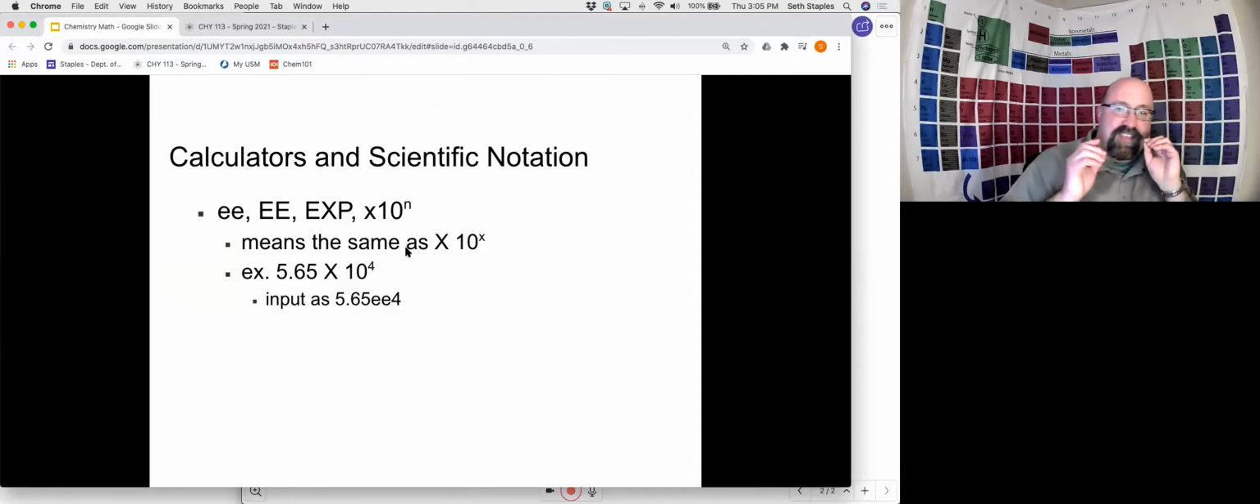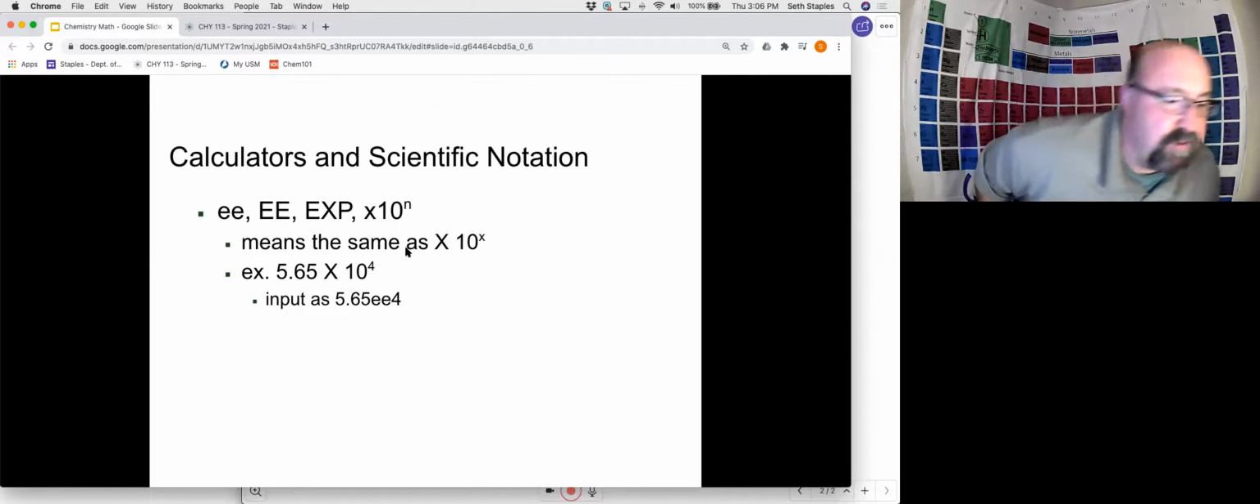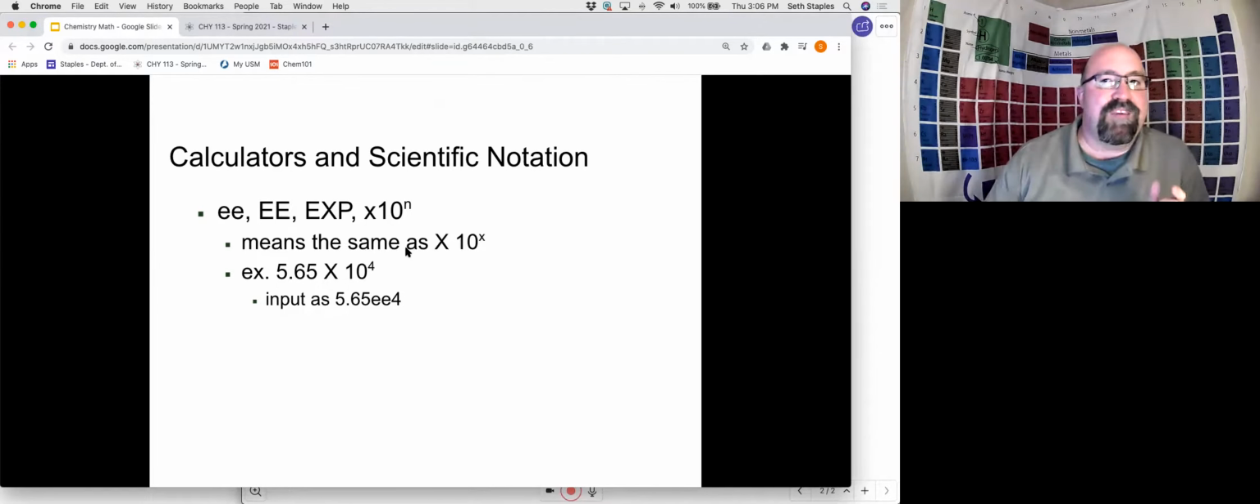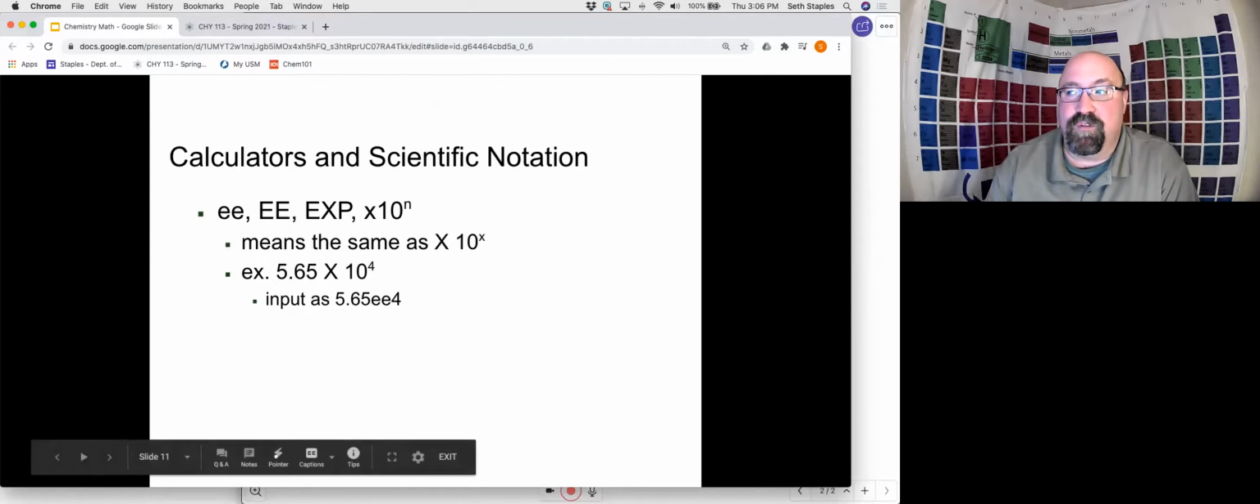But that is very key, especially in instances where the number that you're doing in scientific notation is in the denominator of a problem, because your calculator is very strictly going to follow order of operations. So it's very important for you to put numbers into your calculator in a way that the calculator will recognize that you're trying to do scientific notation. Always get used to using that EE button.